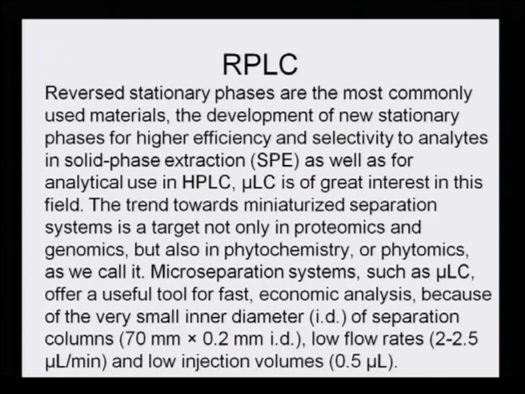Micro separation systems such as microLC offer a useful tool for fast, economic analysis because of the very small inner diameter, the ID, of the separation column, which is almost 70 mm by 0.2 mm ID, low flow rates, which are in the range of 2 to 2.5 microliter per minute, and low injection volumes, that is 0.5 microliter injection. These are just the ideal kind of parameters that need to be used while analyzing phytochemicals.